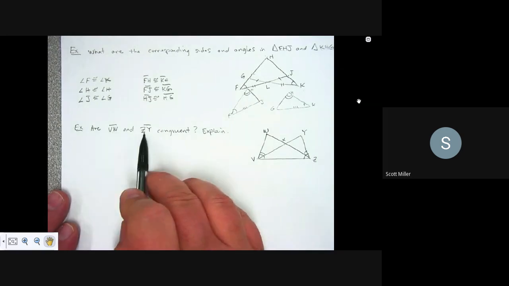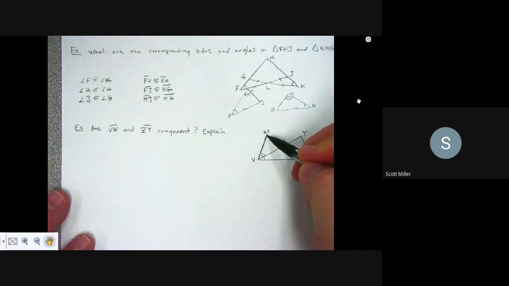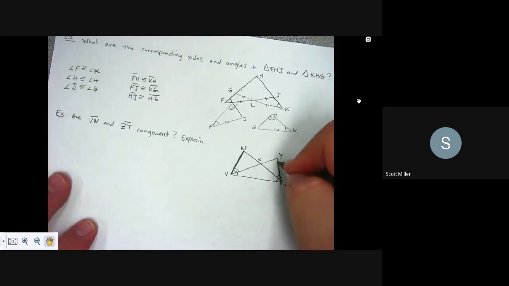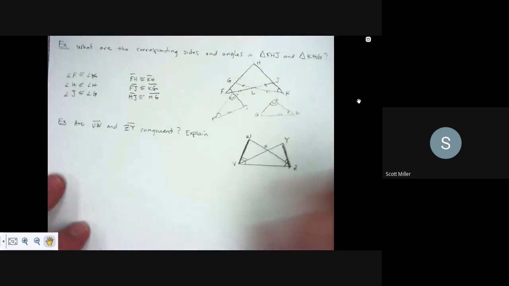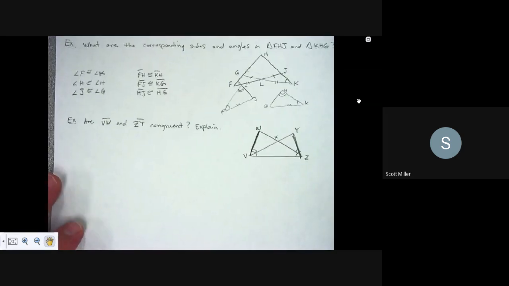Are these sides congruent? Is this side going to be congruent to this side? And if so, how do we know? Okay, how do we know this? So we need to find all the pieces that we have and see what is correspondingly congruent, what more I need to show that they're congruent, and then go from there.